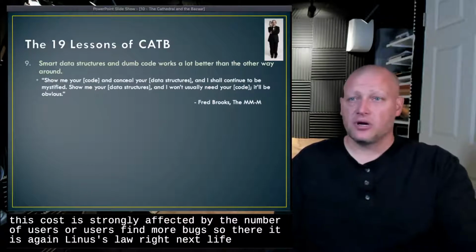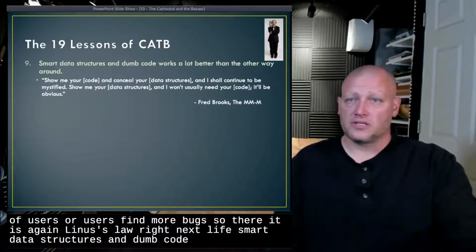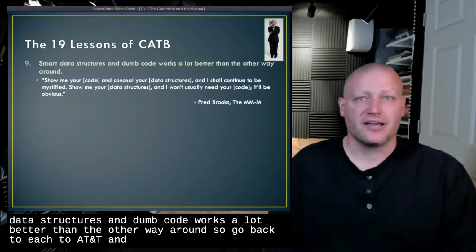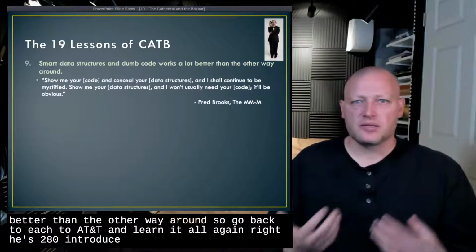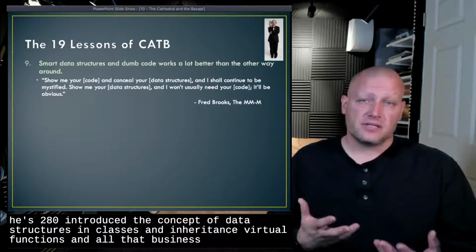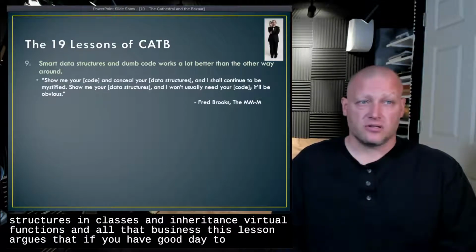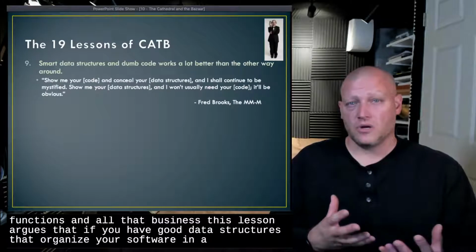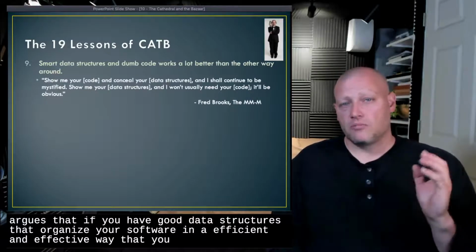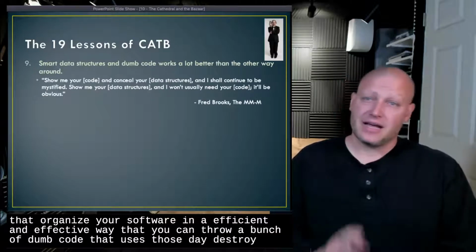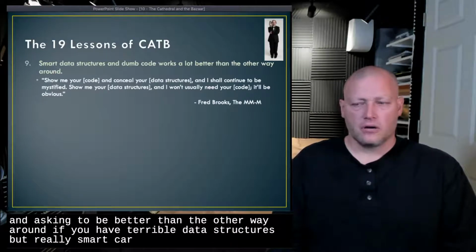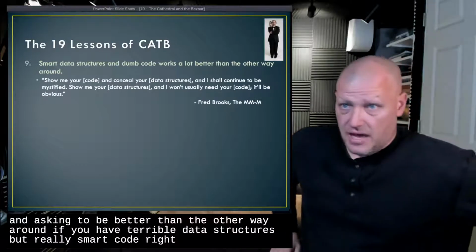All right, next slide. Smart data structures and dumb code works a lot better than the other way around. So go back to EECS 280 and learn it all again, right? EECS 280 introduced the concept of data structures and classes and inheritance and virtual functions and all that business. This lesson argues that if you have good data structures that organize your software in an efficient and effective way, that you can throw a bunch of dumb code that uses those data structures, and that's going to be better than the other way around. If you have terrible data structures but really smart code, right? So just keep that in mind.